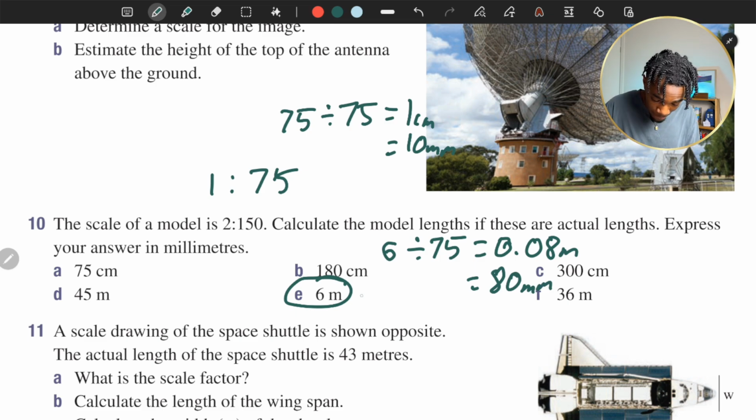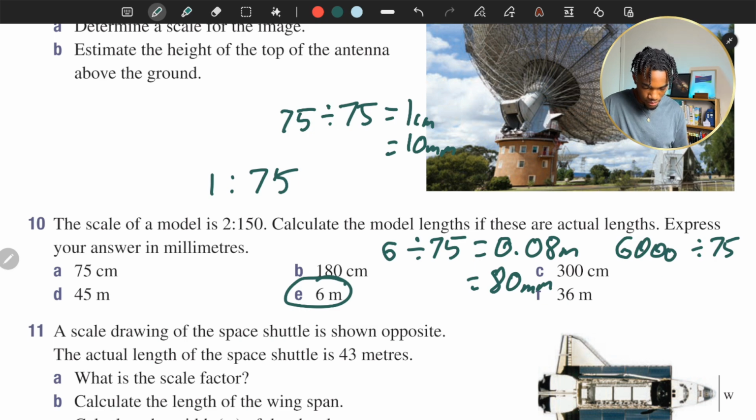All we did is we found, next way, sorry. So we do 6 meters and we get rid of this first. So we make this to millimeters, and then we divide it by 75, which gives us 80.